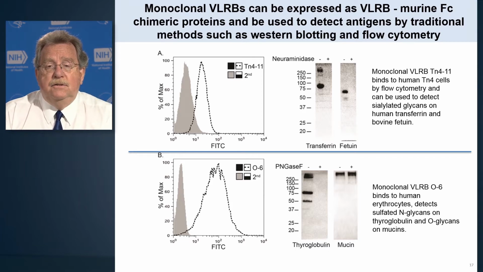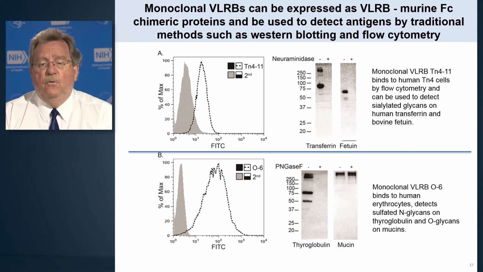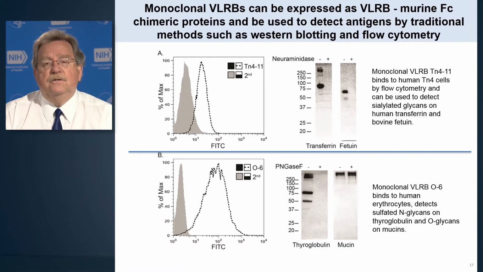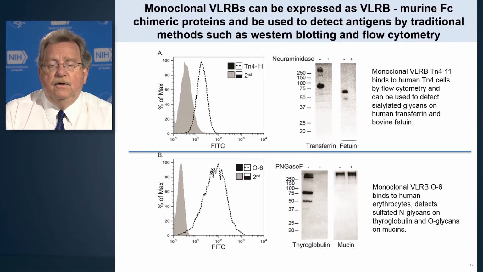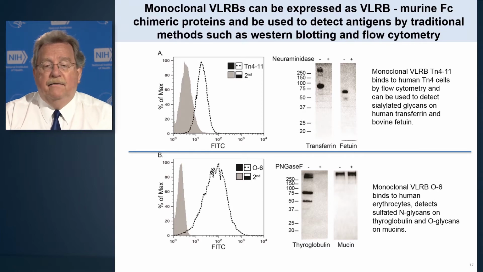They can be used to detect antigens by all the common methods that scientists use, flow cytometry, Western blotting. This just shows antibodies that bind glycoproteins on a Western blot like transferrin or fetuin, and this antibody will not bind if the sialic acid is removed from these proteins, and that's called neuraminidase, plus or minus. As you can see in the Western blot on the right-hand side, after neuraminidase, the antibody does not bind the sialic acid on those glycoproteins.